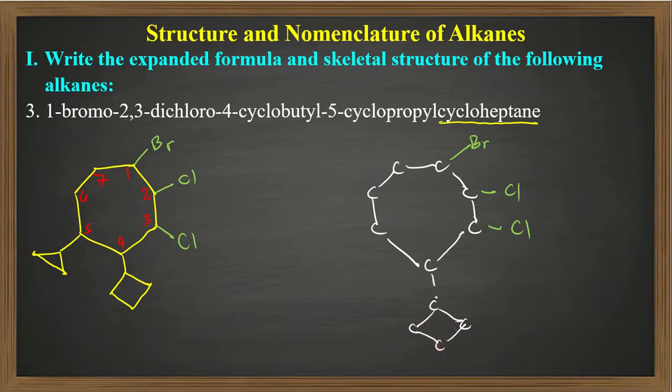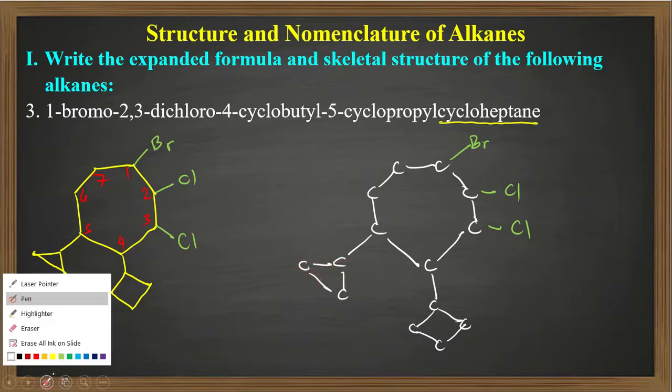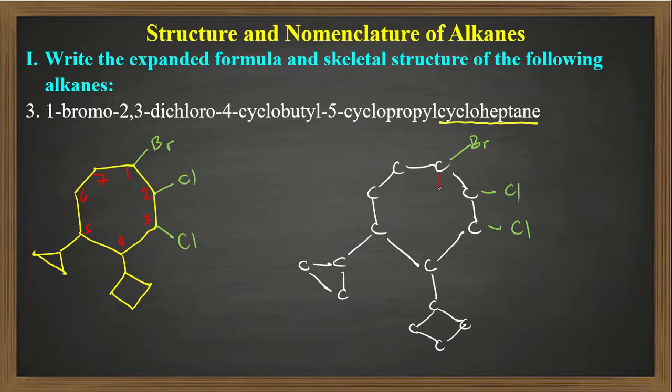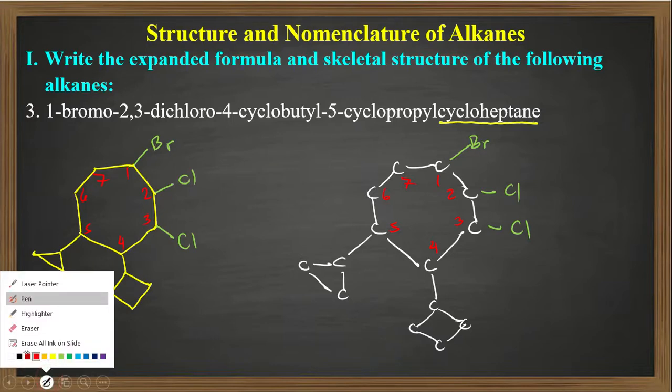Ayan. Right. And then we have here the cyclopropyl. Okay, 1, 2, and 3. Ayan. So let's number them para hindi mo maglibog. So this will be carbon number 1, number 2, 3, 4, 5, 6, and then carbon number 7. Okay, so let's add now the hydrogen atoms.